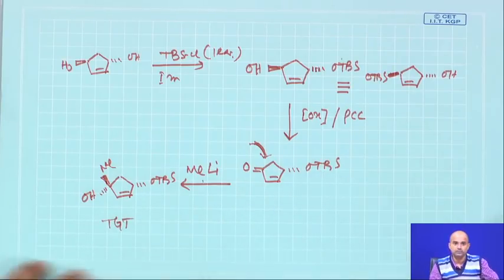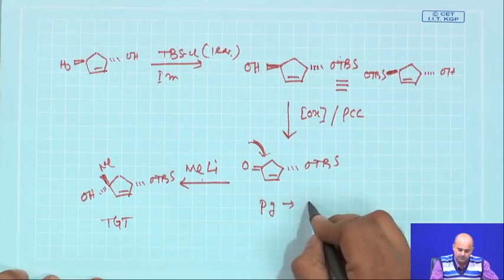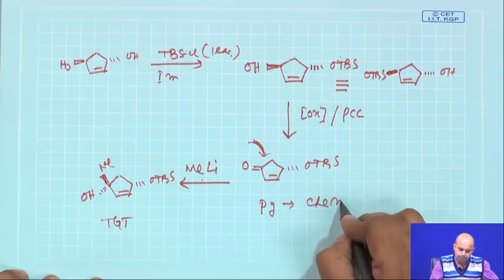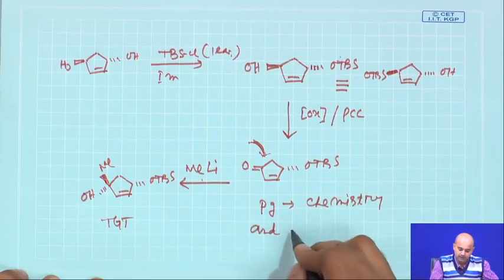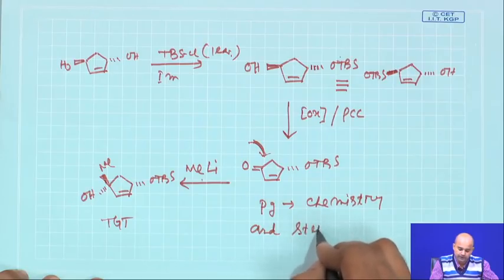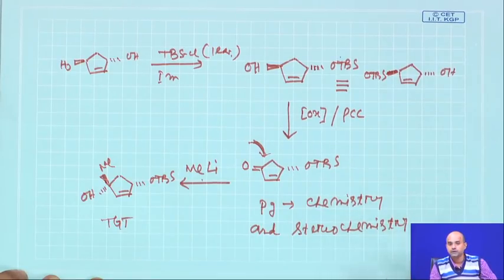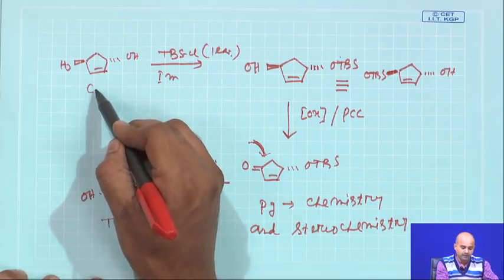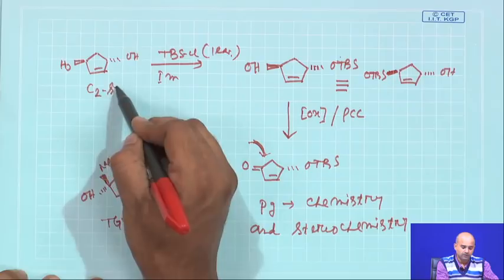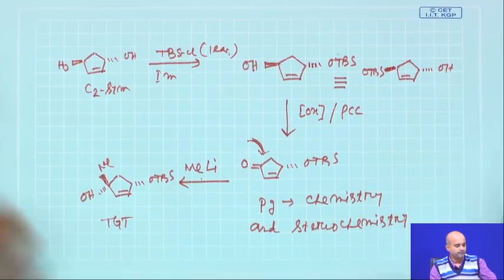I said this is a nice demonstration of protecting group based chemistry, PG based chemistry, and it also gives you an idea of how important stereochemistry is in designing a synthetic pathway when you are talking about enantiomerically pure molecules. Particularly this case is very important, as the starting material has C2 symmetry. We will be discussing this part a little bit later on when we talk about stereochemical strategies.